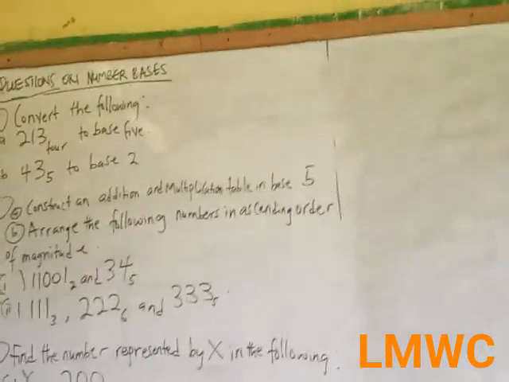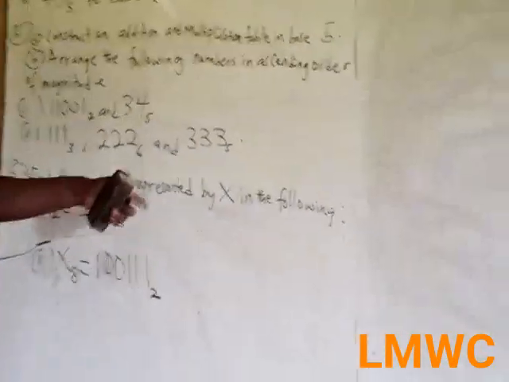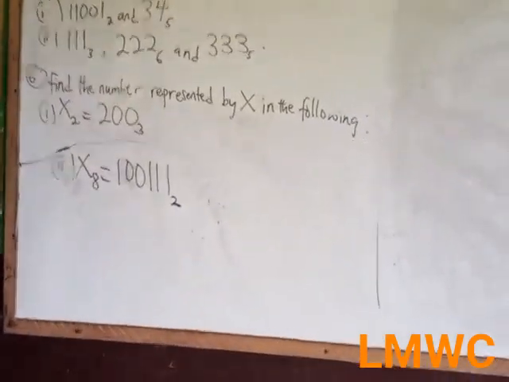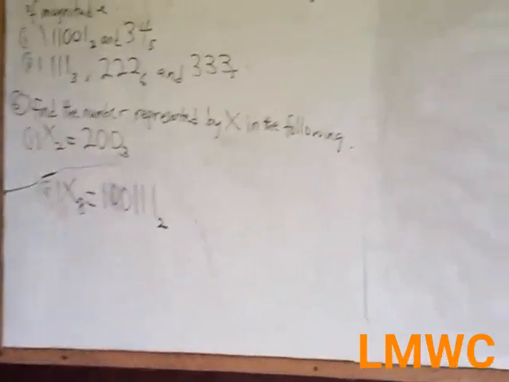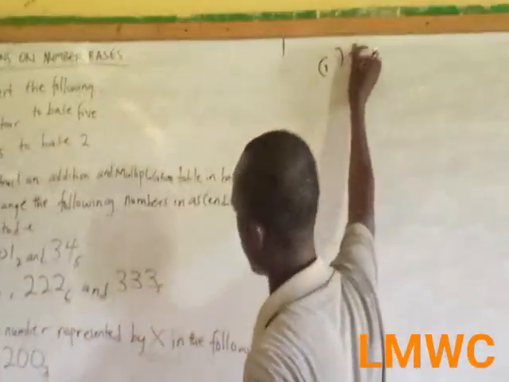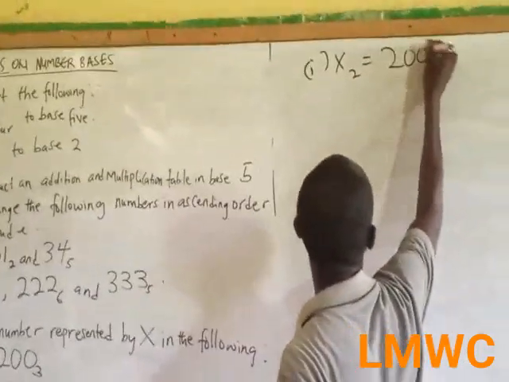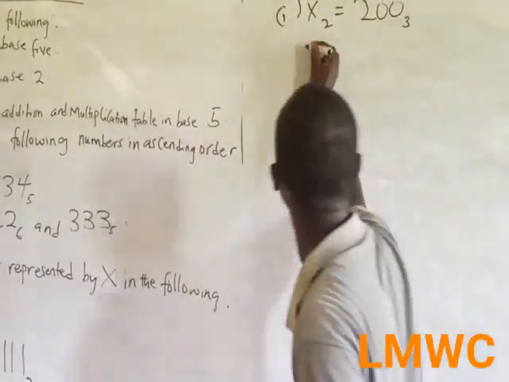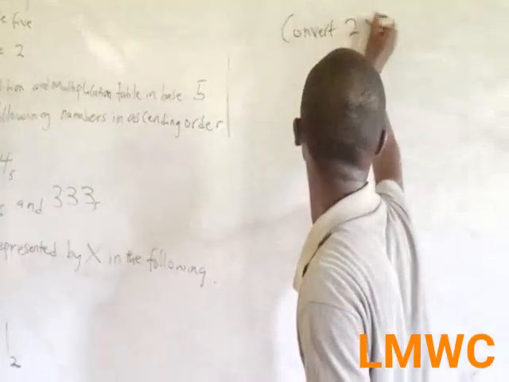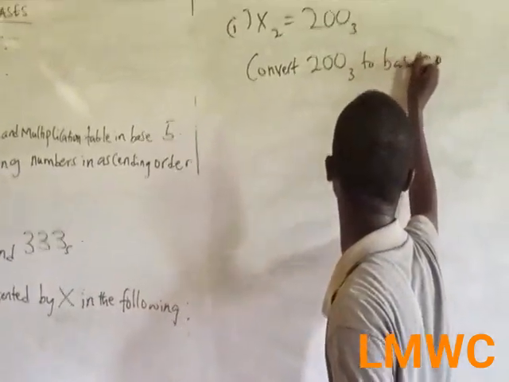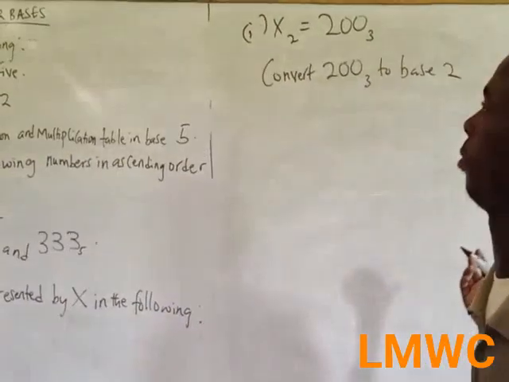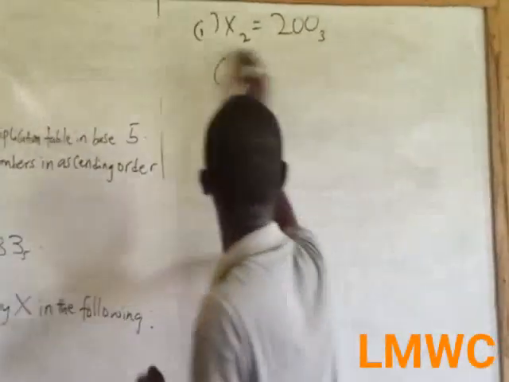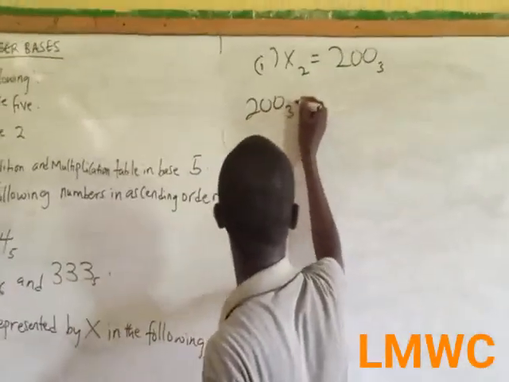So the last question: find the number represented by x in the following. Here it can be b, or any variable apart from o, because o looks like 0. Whenever you are given a question like this, you will convert this one to base 10. After that, you convert it to base 2. It's the same thing as if they ask you to convert 200 base 3 to base 2. They are just trying to confuse you. If you don't know that this is the same thing as this, you can't solve the question. So you convert it to base 10 first.